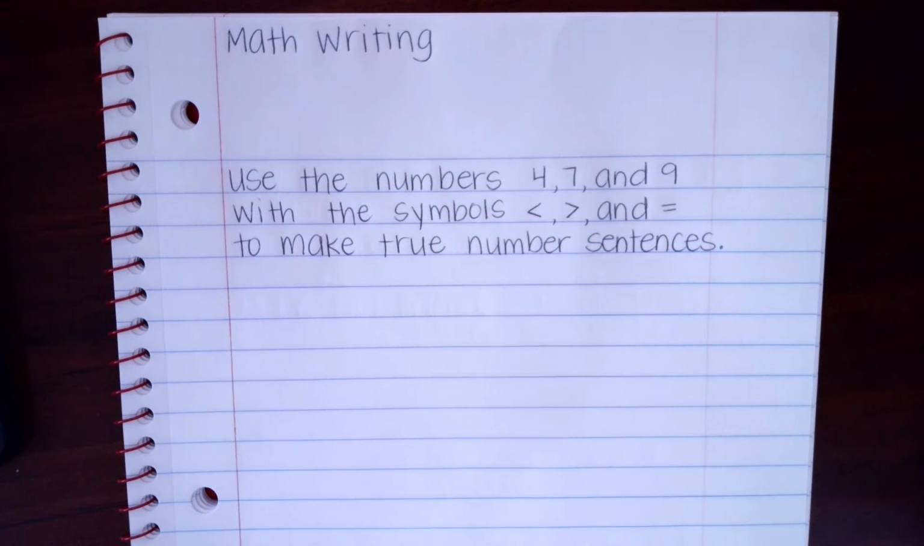So let's get started. For each number sentence, you are going to do 3 things for me. You are going to write the number sentence. You're going to write that number sentence in word form. And finally, you're going to write the number sentence with a drawing. Now, that might sound a little confusing. I'll show you exactly what I mean.